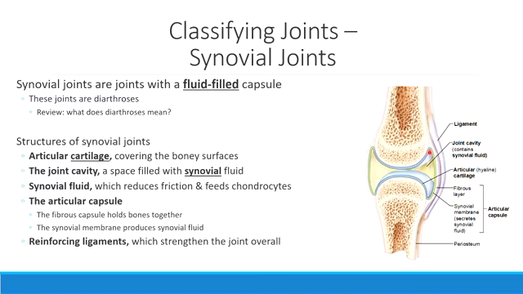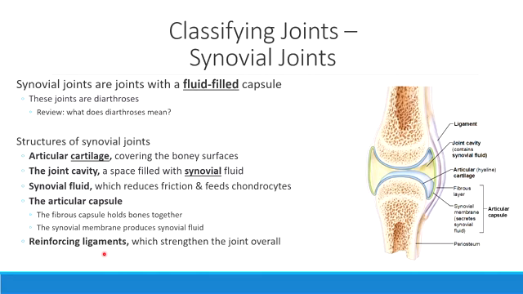comes from. The last thing that we have is what we call reinforcing ligaments, especially in major joints like your shoulder and in your hip joint. Because these things are freely moving around, we need to have something to keep them on track, to keep them in the right place.